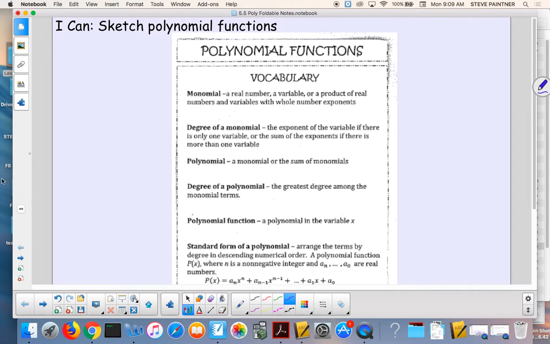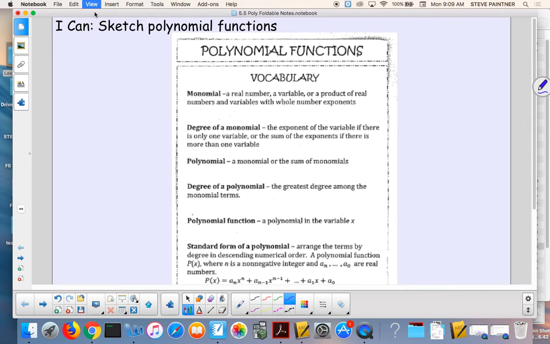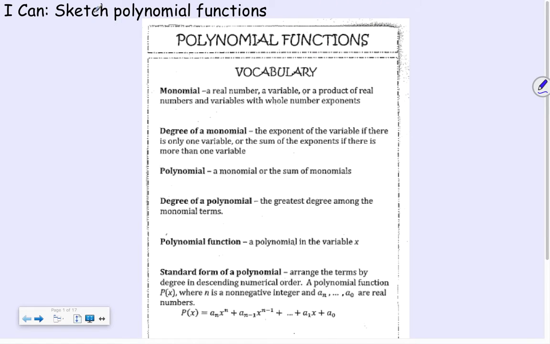So here's your first page. Your first page is full of terminology, so we're going to go kind of quick if we can. But I can't go that quick because I can't lose you. So this is the first thing we're talking about. It's called a monomial. What's a monomial? It says right here, a real number. What's a real number? A number. 5, 6, -6, -5.